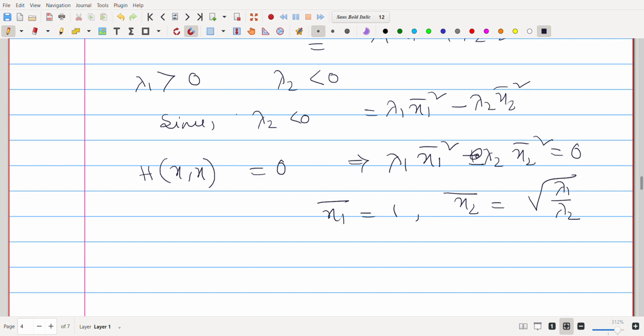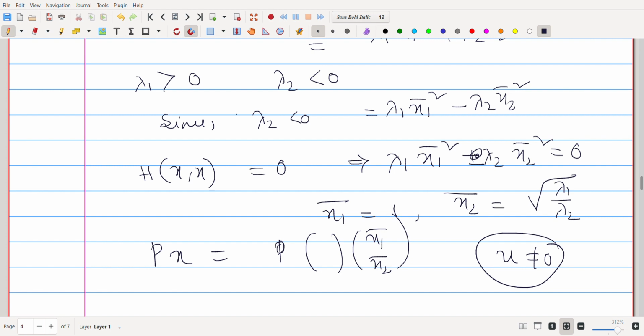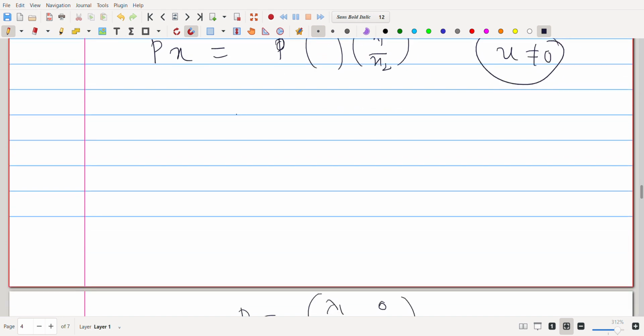And after getting x1 bar and x2 bar, you already know p, because this is D, right? So you already know p. So px equal to this matrix times this, right? Then you will have the actual value u. So then you will have an actual u which is non-zero, such that this happens, right? So that's why the fourth one is correct.